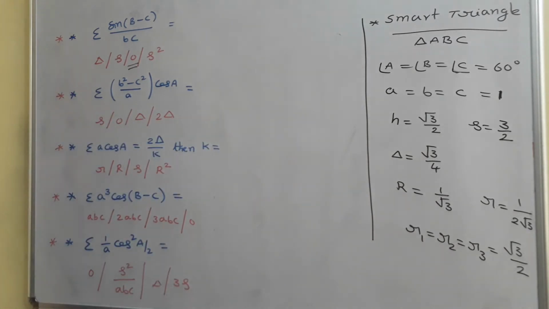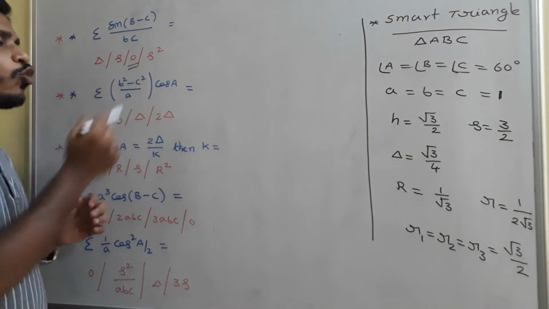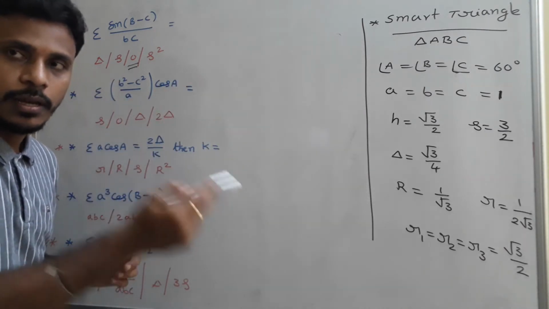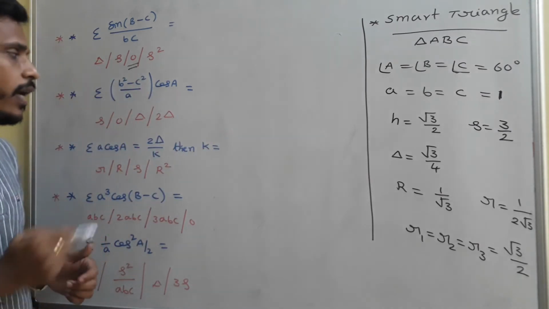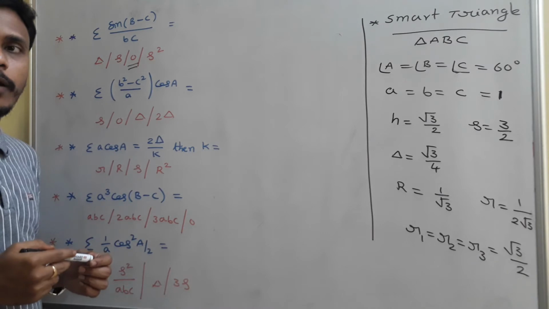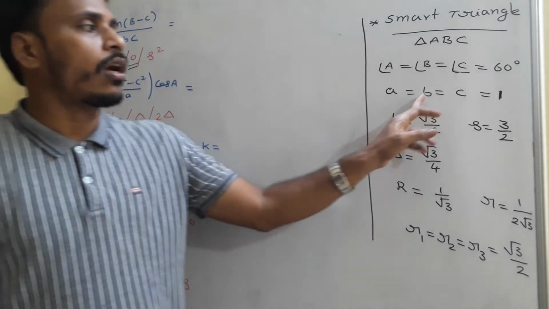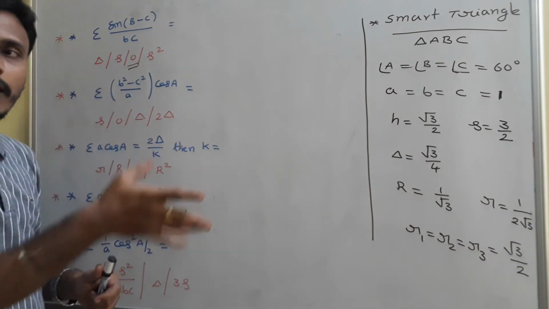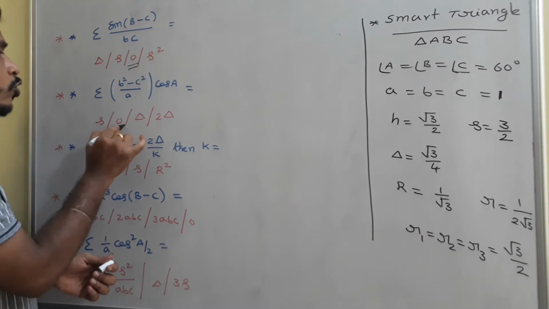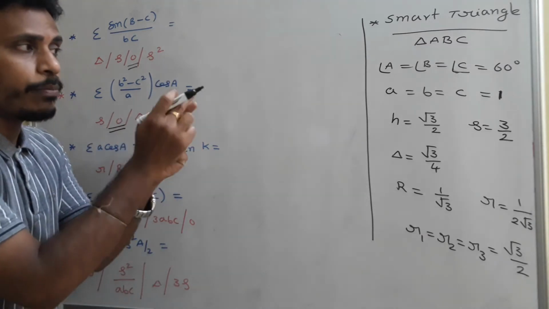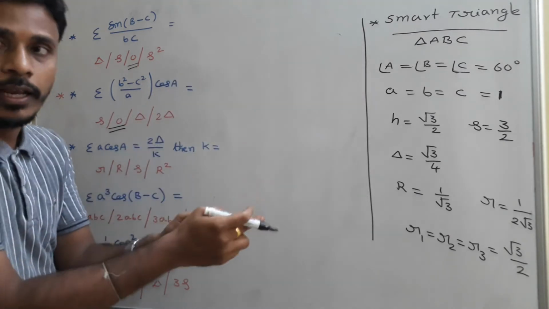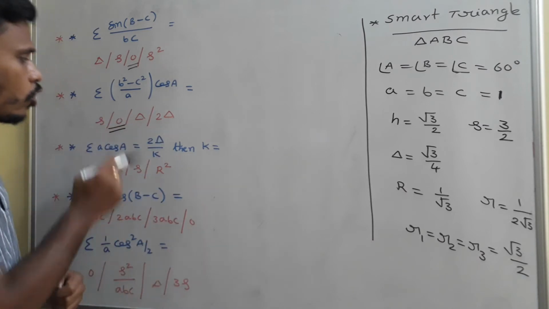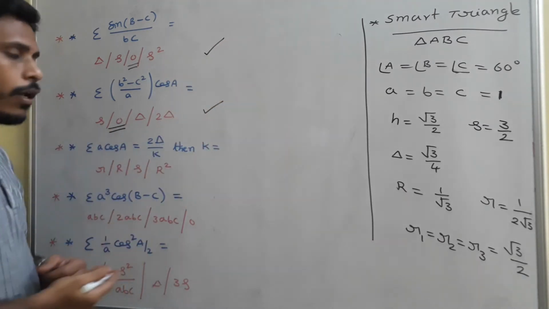So here sigma b square minus c square by a into cos A. Again, since sigma is there, we need to write the sum of 3 terms. But if you use the idea of smart triangle, the first term, the numerator is b square minus c square. Since b and c both are equal to 1, b square minus c square is 1 minus 1, 0. So first term is 0, second term is 0, every term is 0 again here. So your answer is again 0. Since a, b and c are equal, if you replace every side length as 1, every term is 0. There ends the second problem also.